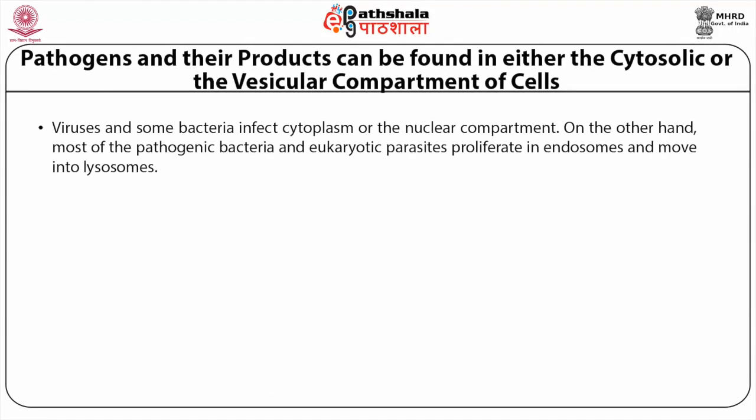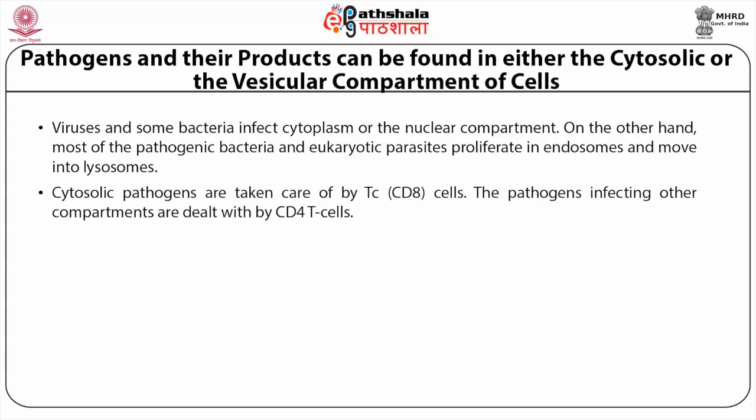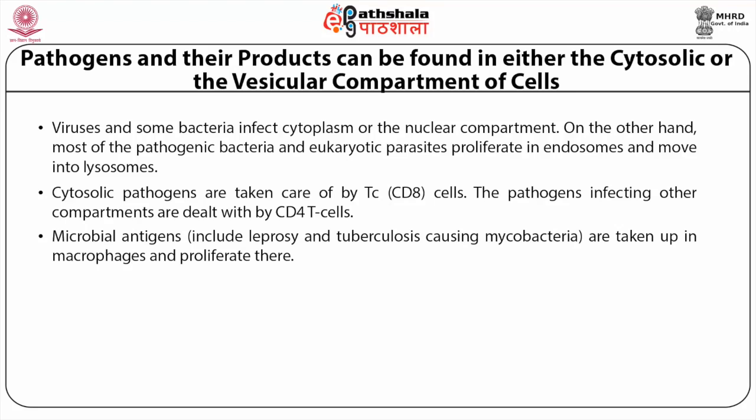Viruses and some bacteria infect the cytoplasm or the nuclear compartment. On the other hand, most of the pathogenic bacteria and eukaryotic parasites proliferate in endosomes and move into lysosomes. Cytosolic pathogens are taken care of by TC, that is the CD8 cells. The pathogens infecting other compartments are dealt with by CD4 T cells. Microbial antigens, which include leprosy and tuberculosis causing mycobacteria, are taken up in macrophages and proliferate there.